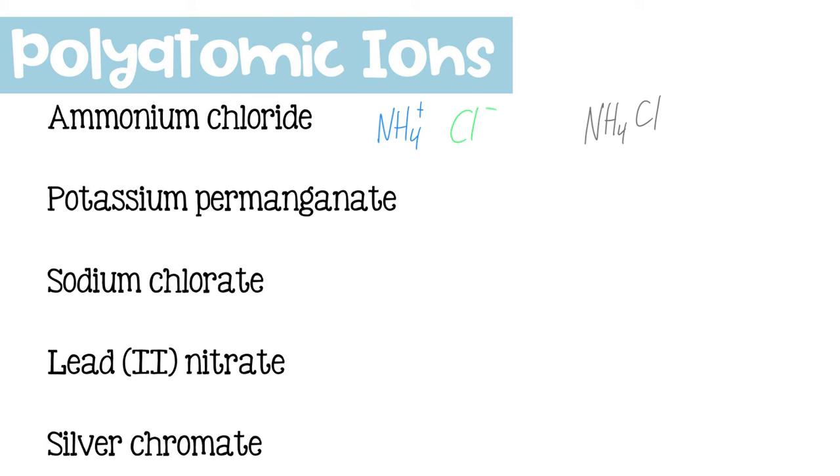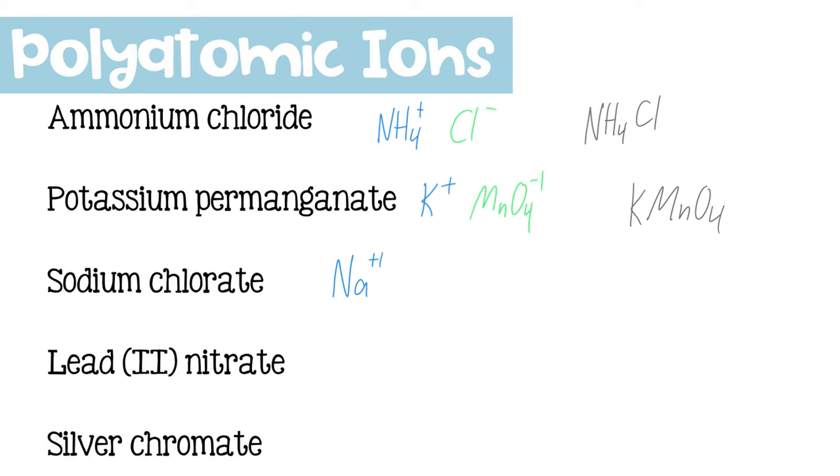Now, let's look at the next example, potassium permanganate. Potassium is K and has a +1 charge. If we look at our chart, we can find permanganate, which is MnO4 with a -1 charge. Crisscross, and we are left with KMnO4. Now let's look at the next example, sodium chlorate.